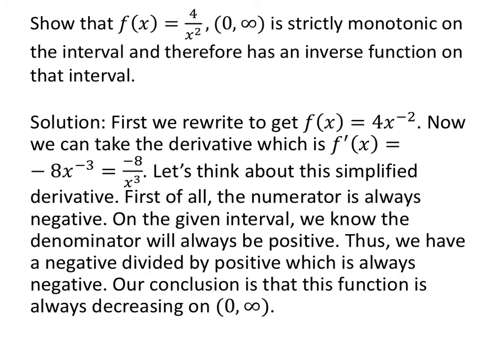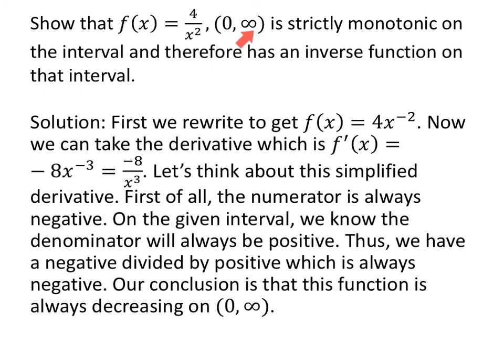For example, we could show that the function f of x equals 4 over x squared on the interval from 0 to infinity is strictly monotonic and therefore has an inverse on that interval. So we would rewrite f of x equals 4x to the negative 2, take the derivative, which of course is negative 8x to the negative 3, and rewrite it. The negative 8 is just a negative number, but a negative exponent tells us to take it to the denominator. So negative 8 over x cubed.